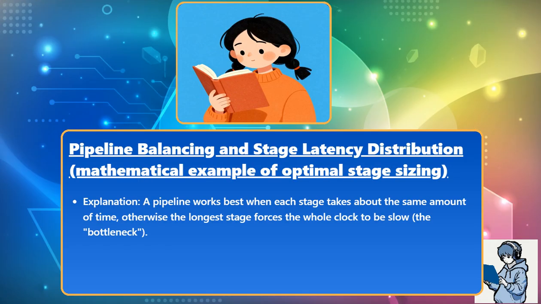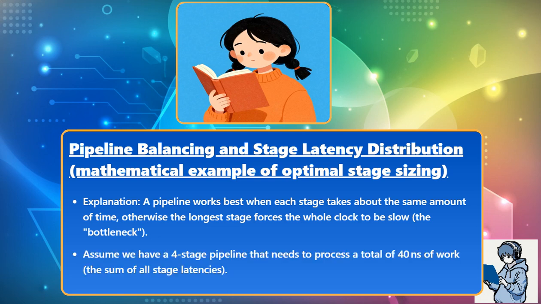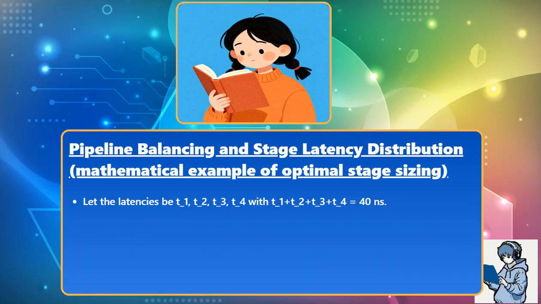Explanation: a pipeline works best when each stage takes about the same amount of time. Otherwise, the longest stage forces the whole clock to be slow, the bottleneck. Assume we have a 4-stage pipeline that needs to process a total of 40 nanoseconds of work, the sum of all stage latencies. Let the latencies be T1, T2, T3, T4 with T1 plus T2 plus T3 plus T4 equals 40 nanoseconds.